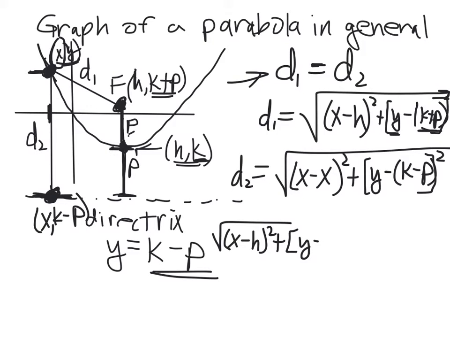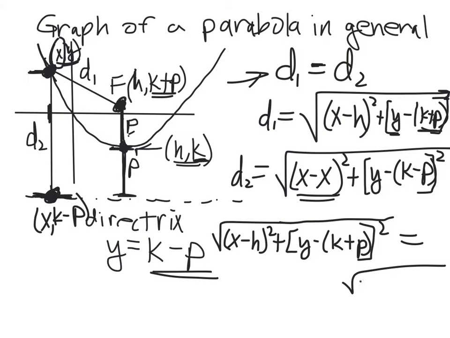And then we have a whole bunch of algebra to work through to simplify this. Now D2, we might as well simplify that already. We can say that part's 0, so that's going to equal the square root of the quantity y minus another quantity of k minus p, and then that big old quantity squared. Okay, there is the equation of a parabola.